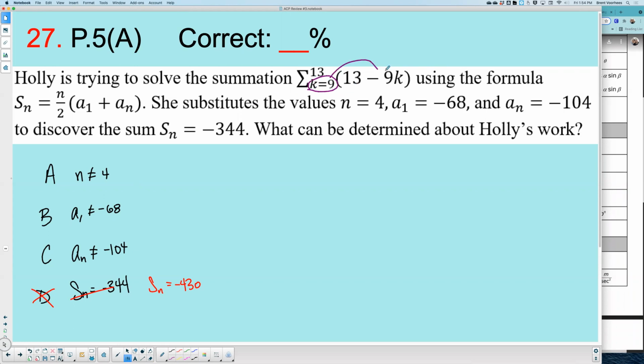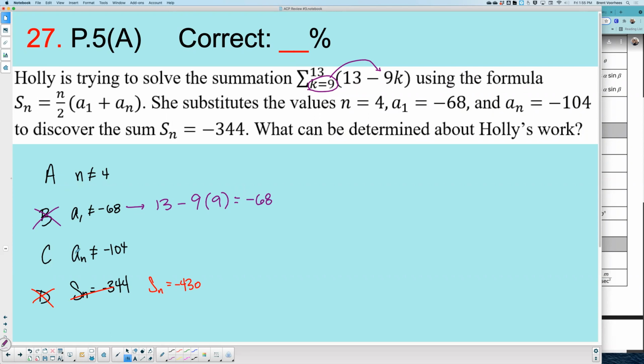So if I plug in the lower bound, ignore the sigma. I'm no longer paying attention to the sum. I'm trying to find an individual term. What I will do is just plug in the lower bound. So it'd be 13 minus 9 times 9. Can you go to your calculators and type that in and see what you get? All right, 3, 2, 1. What are you getting? Negative 68. All right, did she make a mistake here? No, it does equal negative 68, and this says does not equal, so B is wrong. The symbols don't match up.